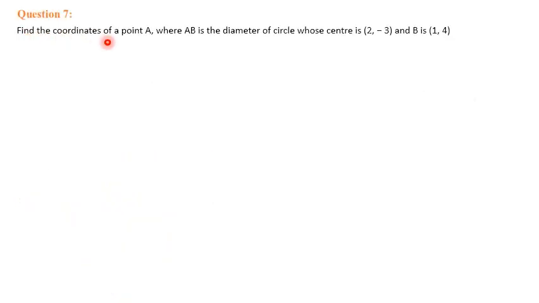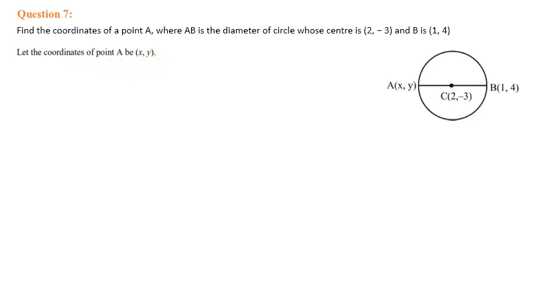Question is, find the coordinates of a point A where AB is the diameter of a circle whose center is (2, minus 3) and B is (1, 4). So in this question, one diameter AB is given. Out of that A we have to calculate, and point B is (1, 4) and center (2, minus 3) is given to you. Let us assume the coordinates of A be (x, y).